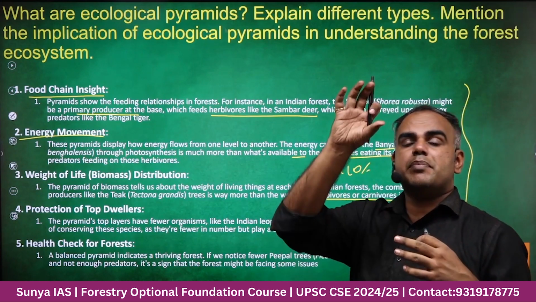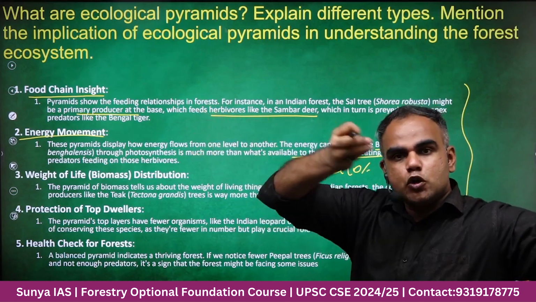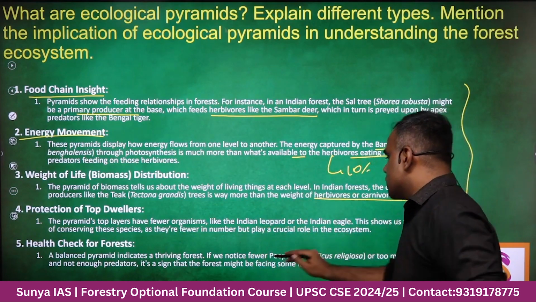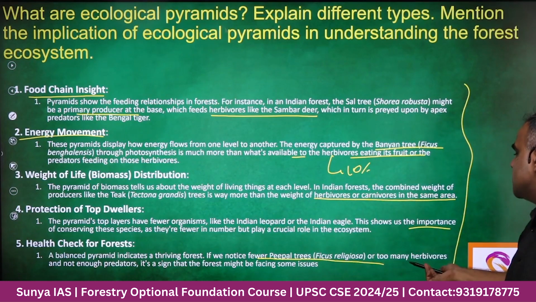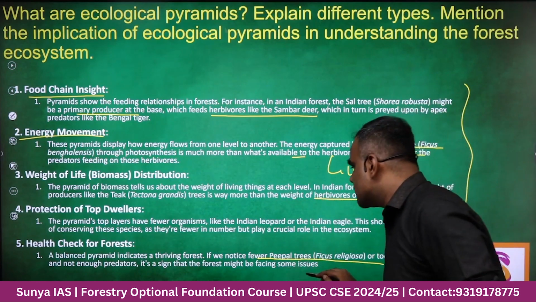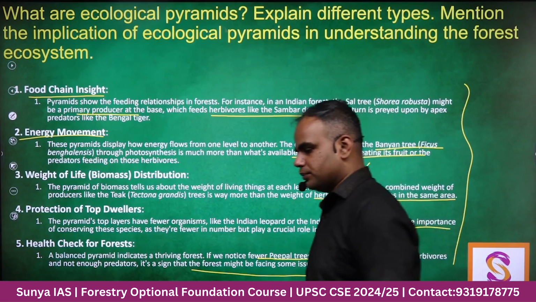Otherwise, let's say the predator is lost. Again, you will have too many of the prey. They will eat too much grass. Again, there will be a disbalance. So if you notice very few trees or too many herbivores or not enough predators, anything, this is a sign that the forest is facing a lot of issues.